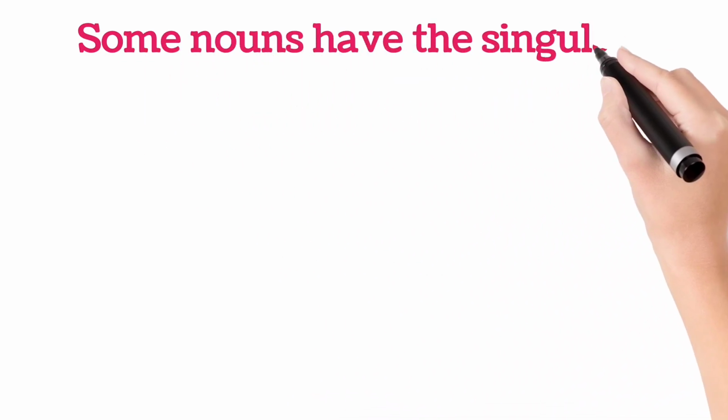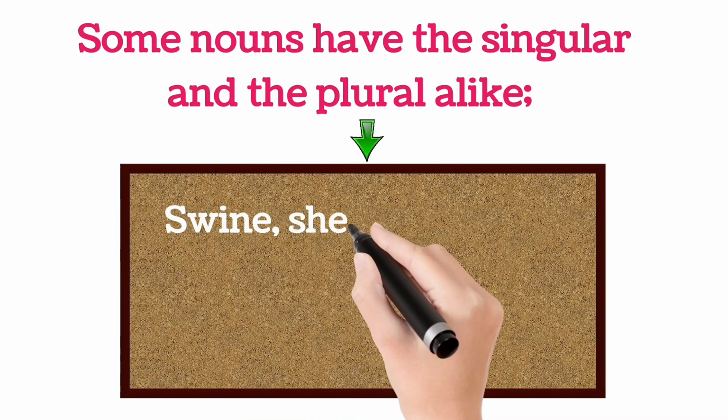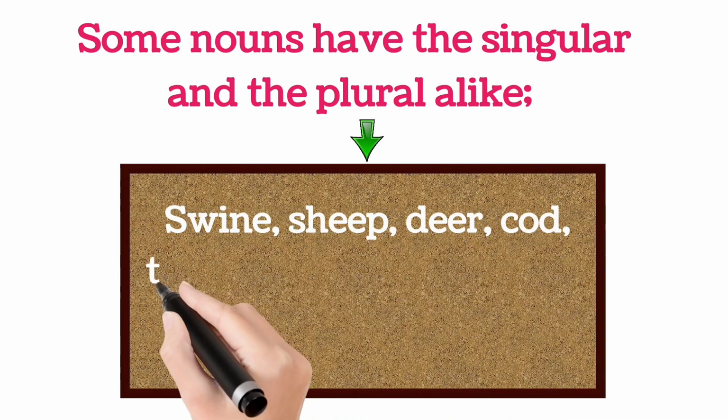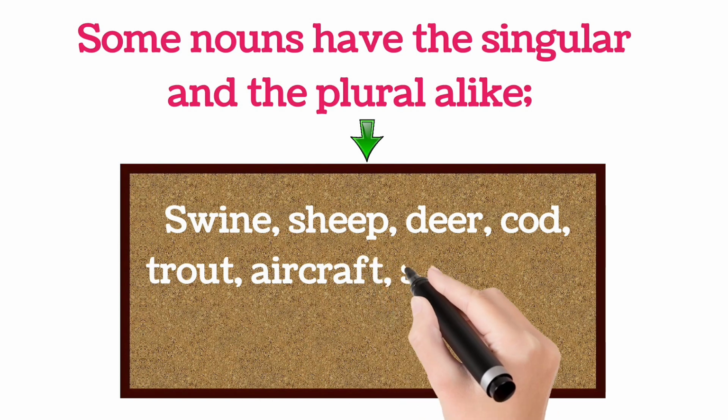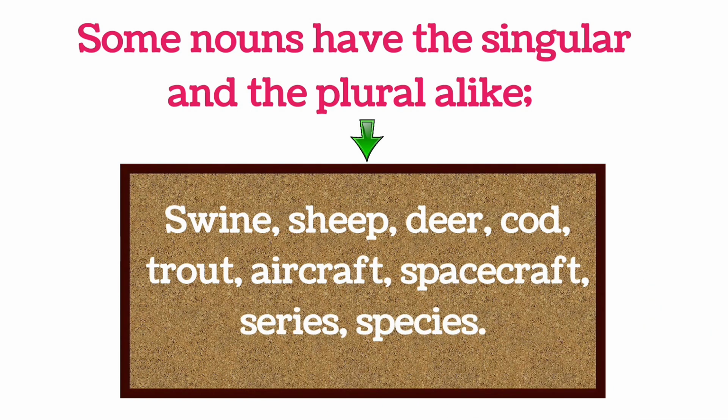Some nouns have the singular and the plural alike. As swine, sheep, deer, cod, trout, aircraft, spacecraft, series, and species, etc.